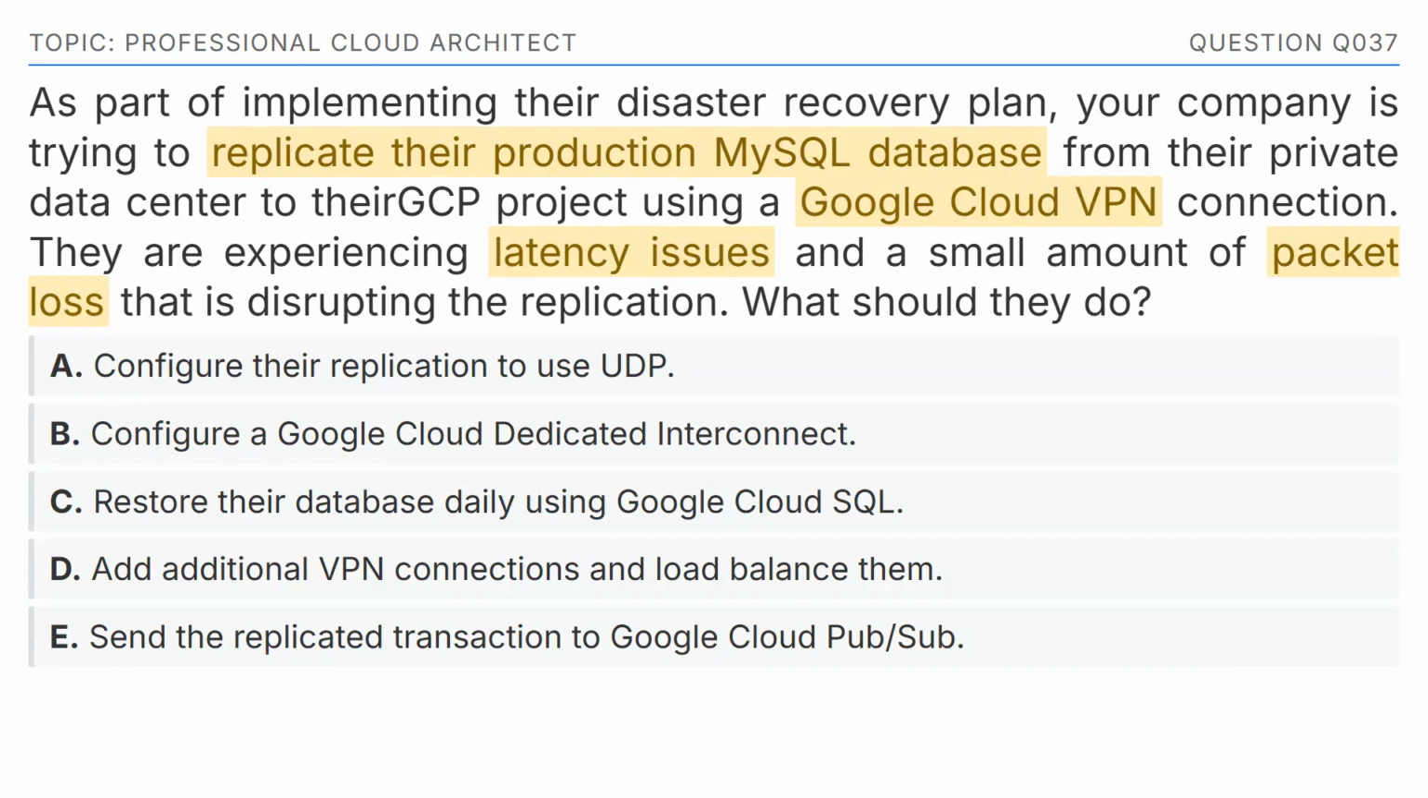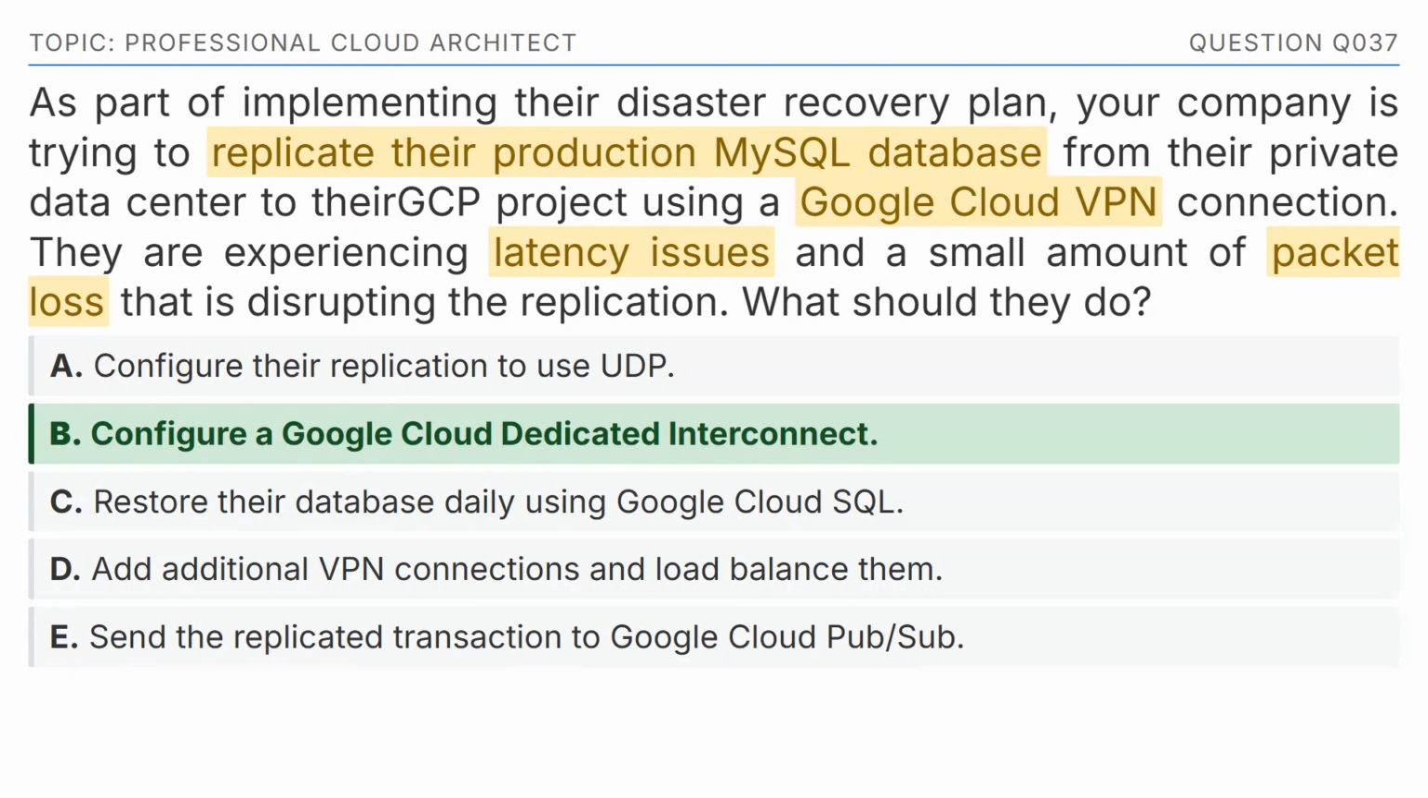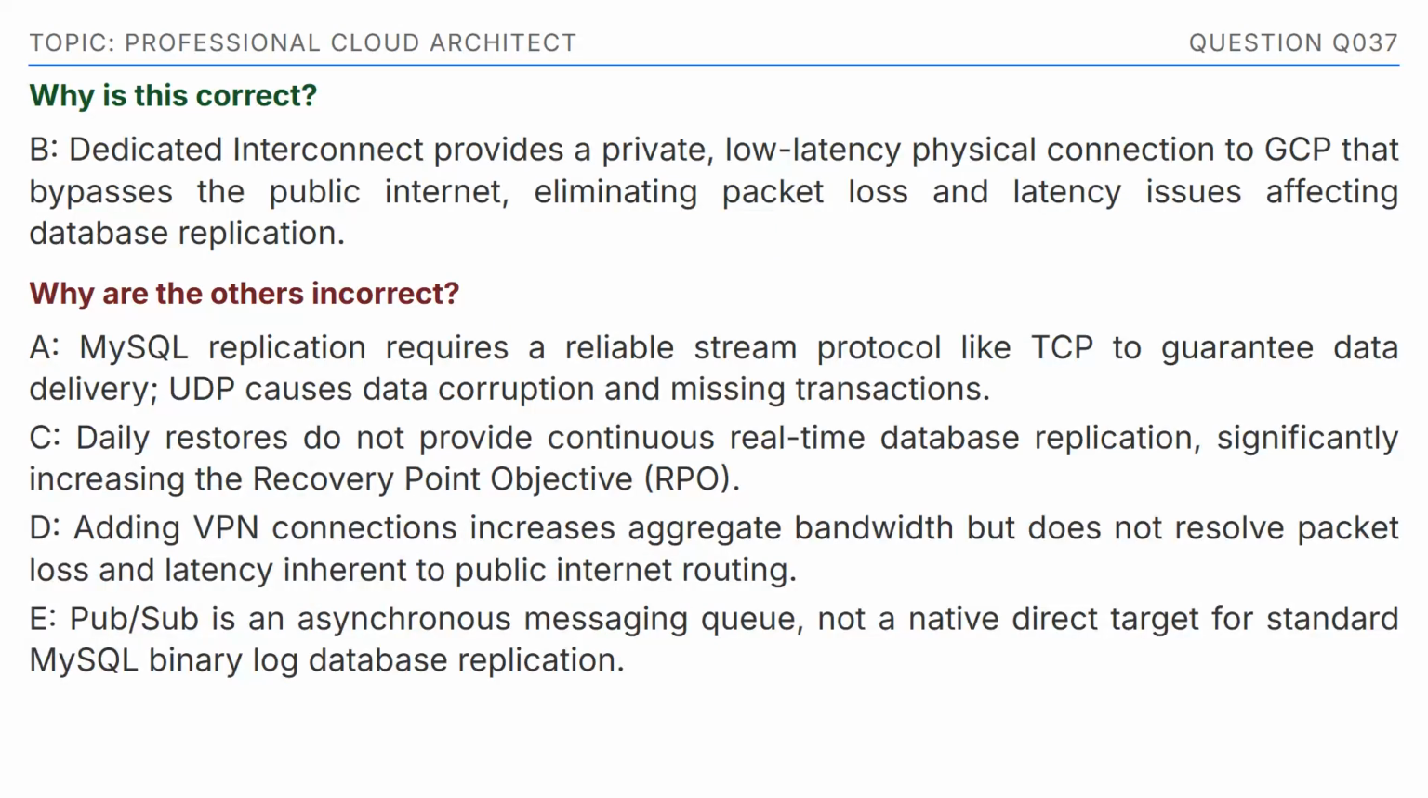To arrive at the correct answer, we focus on the keywords: replicate their production MySQL database, Google Cloud VPN, latency issues, packet loss. The correct answer is option B, configure a Google Cloud dedicated interconnect. Why is this correct? B. Dedicated interconnect provides a private, low-latency physical connection to GCP that bypasses the public internet, eliminating packet loss and latency issues affecting database replication. Why are the others incorrect?